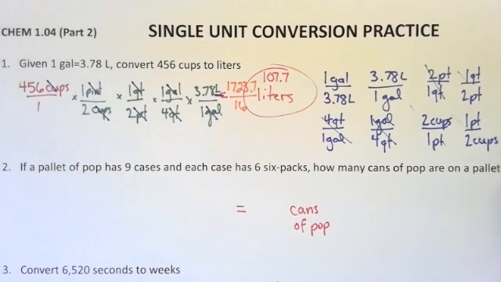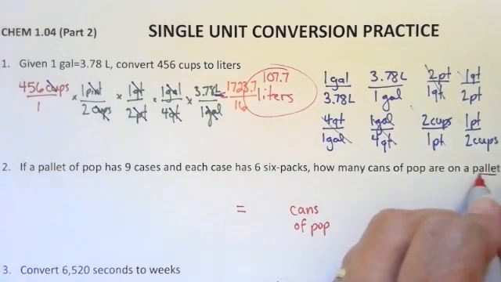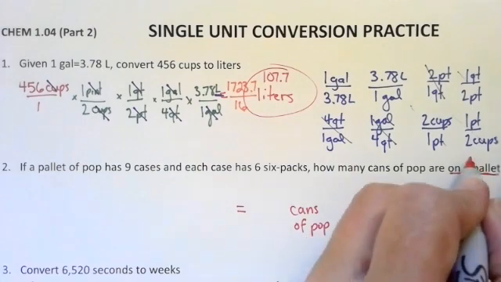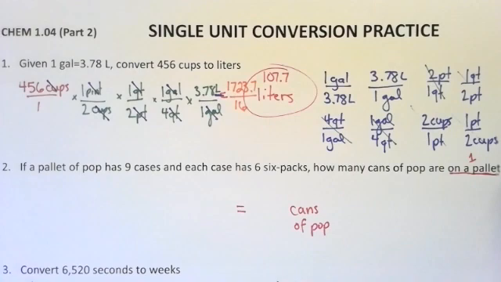So now this is where these can get a little tricky. I've got a pallet of pop has 9 cases and each case has 6 packs. How many cans of pop are on a pallet? Maybe you're focusing back here and you're not quite sure where to start. So a lot of these are conversion factors. I know a pallet of pop has 9 cases. I know a case has 6 6-packs, and you know how many is in a 6-pack. So the key here is they want to know how many of these are on a pallet. It's implied that we have 1 pallet.